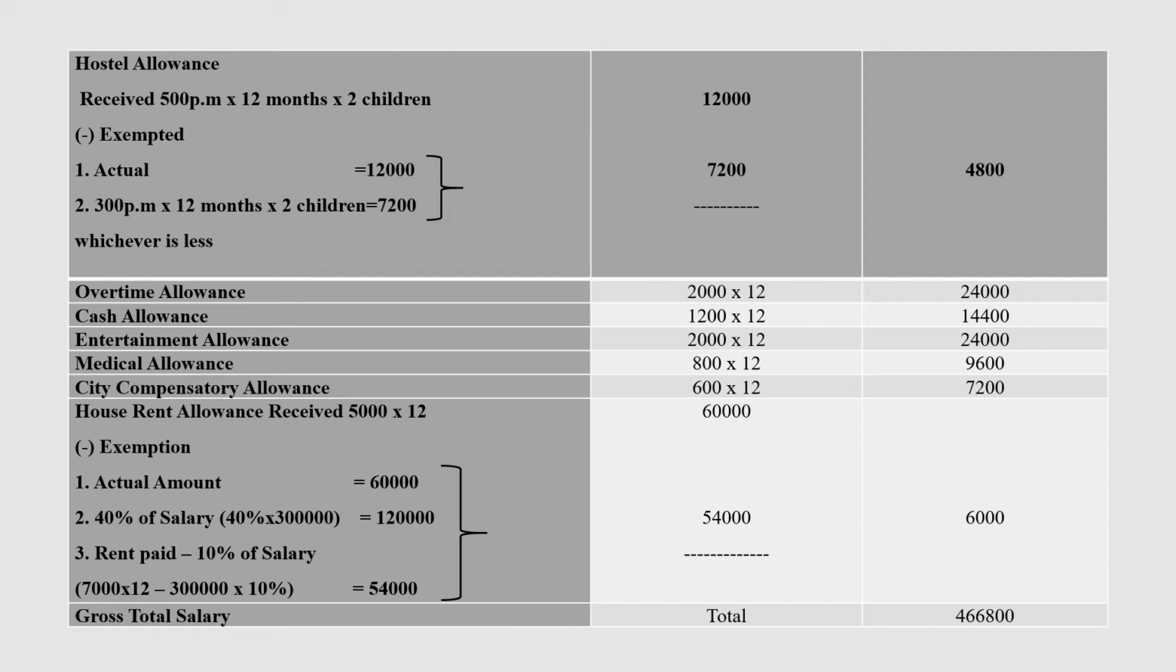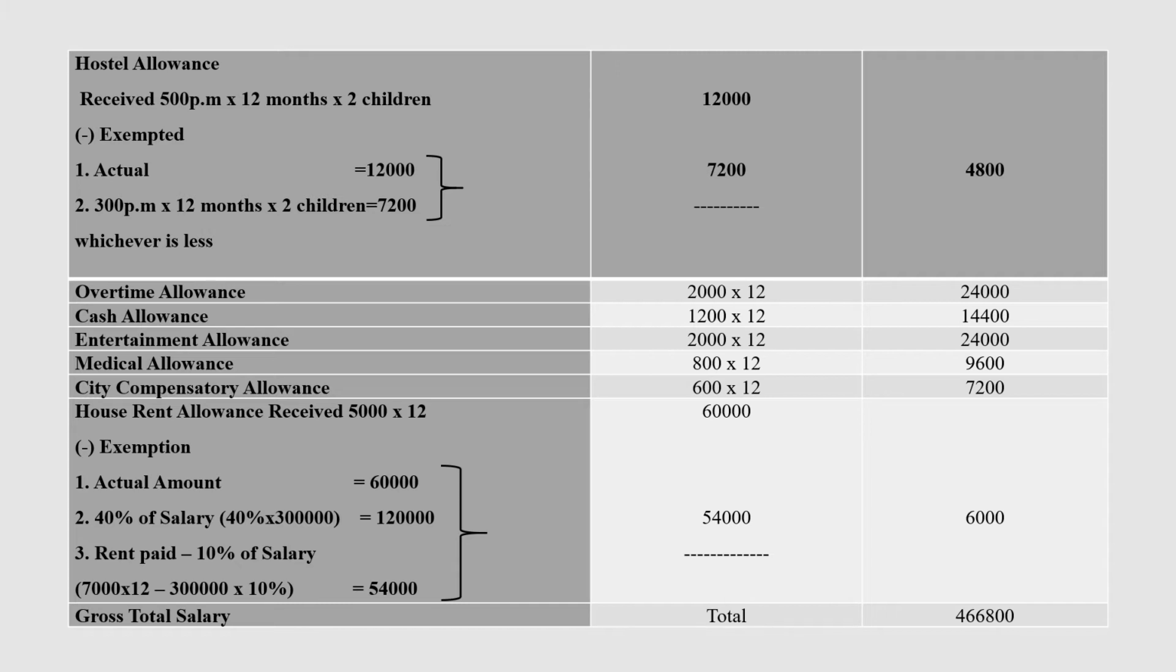Next is overtime allowance, which is fully taxable, 2,000 into 12. Cash allowance, again fully taxable, 1,200 into 12, 14,400. Entertainment allowance, again it is fully taxable for a non-governmental employee. There's nothing specifically said whether he's a government employee or non-government, so you take it as fully taxable, 2,000 into 12, 24,000. Medical allowance is 800 into 12, fully taxable, 9,600. City compensatory allowance, again fully taxable, 600 into 12, 7,200.